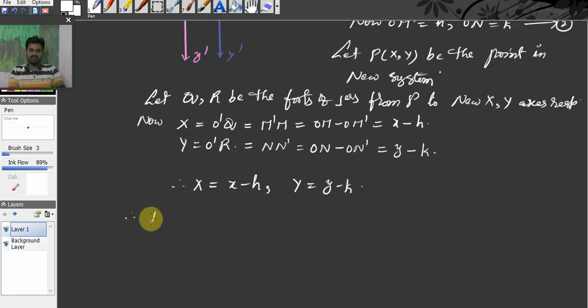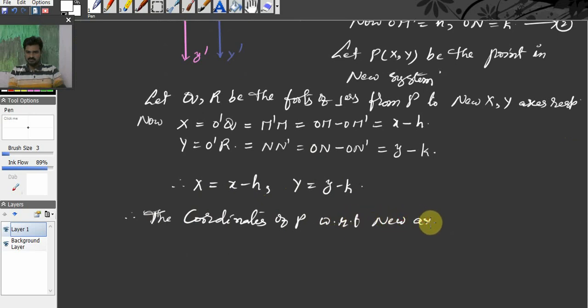That means, therefore, the coordinates of P with reference to the new axis are X minus H comma Y minus K. They are the coordinates of point P with reference to the new axis. We have taken the coordinates of P in the old system as small x comma small y. Now the coordinates of the point P with reference to the new system is X minus H comma Y minus K.